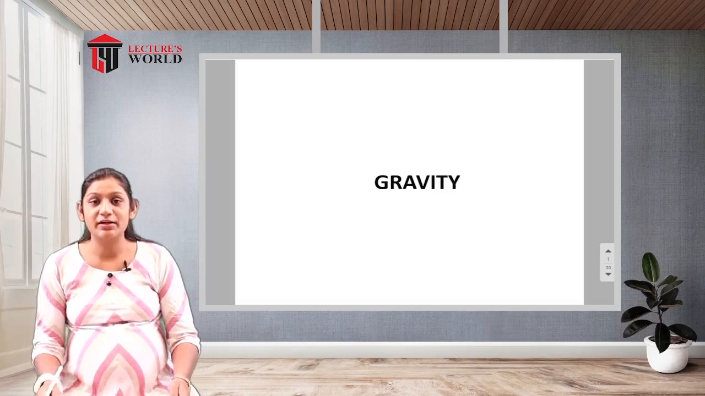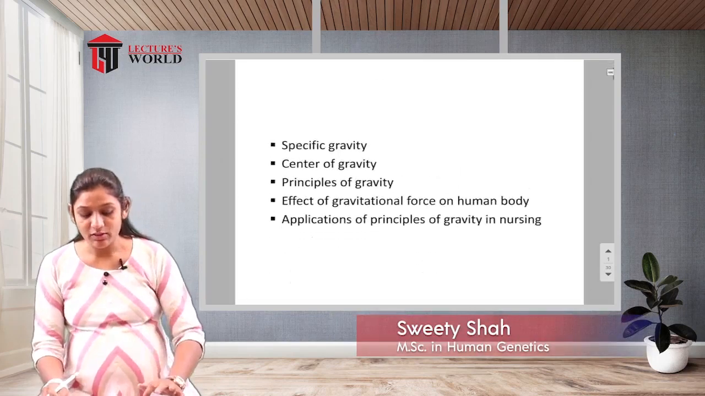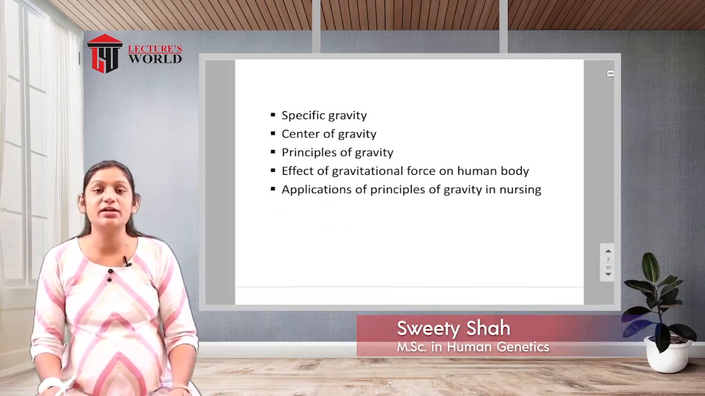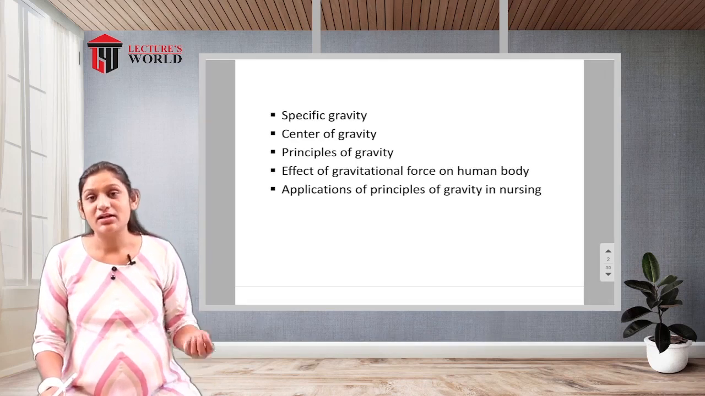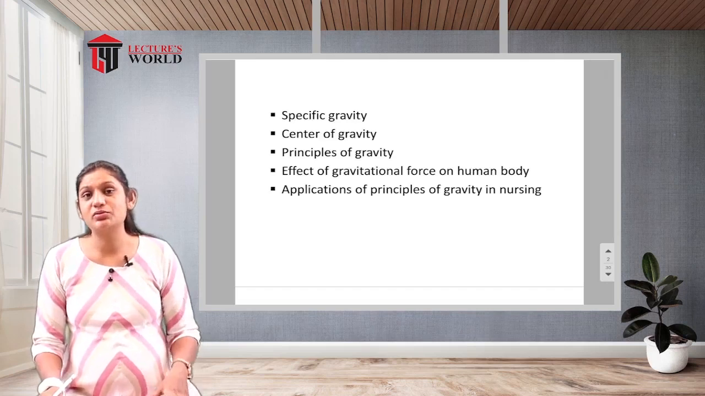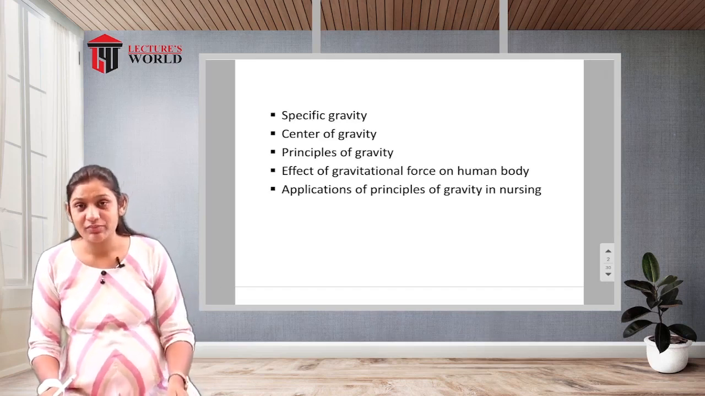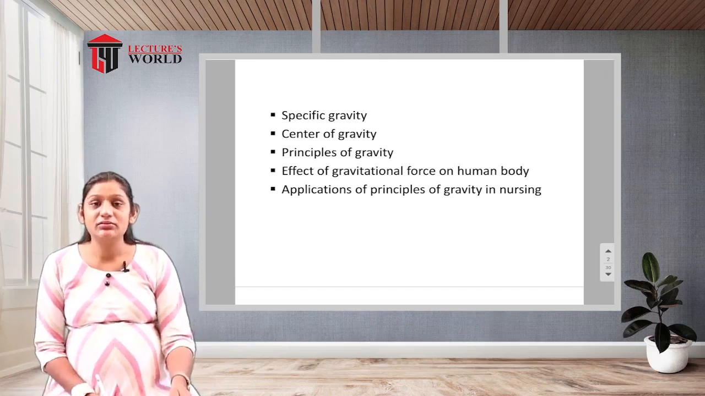Today's topic is gravity, right? So what are the basic things we have to study in gravity? Gravity means the natural attractive force of the earth, which is called gravity. What are the contents we have to study in gravity? Let us talk about our subject, and the understanding purpose to correlate with the nursing use of gravity.